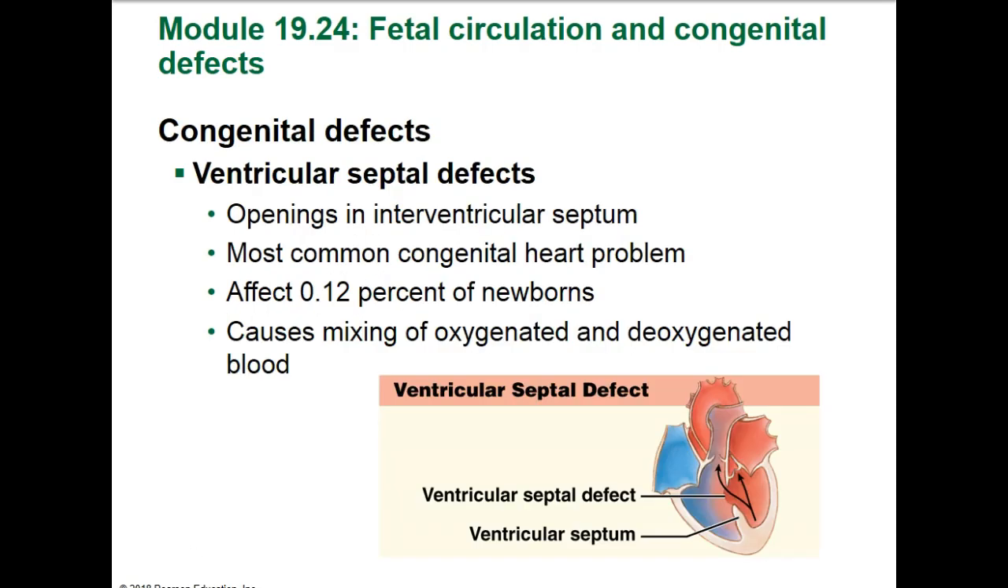Let's talk about some problems though. There's some congenital defects, ventricular septal defects. Openings in the interventricular septum may occur. It's the most common congenital heart problem we see, affecting about 0.12% of newborns. And what happens is a mixing of oxygenated and deoxygenated blood between the ventricles.